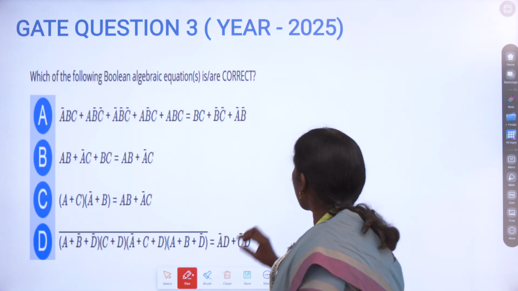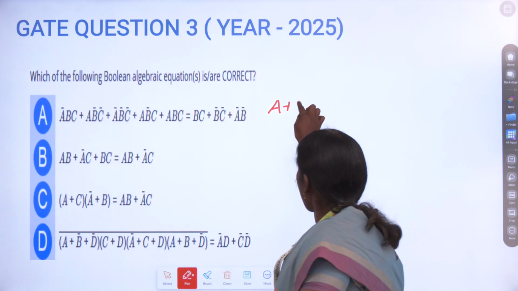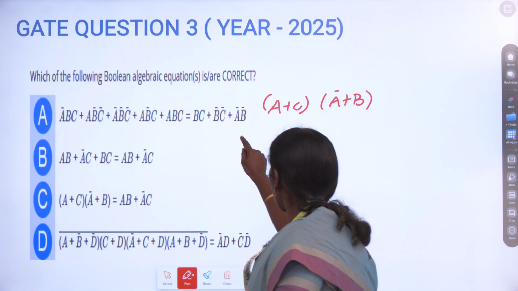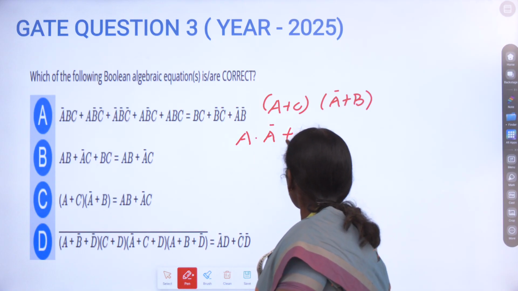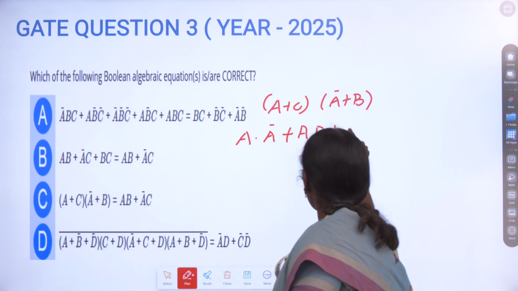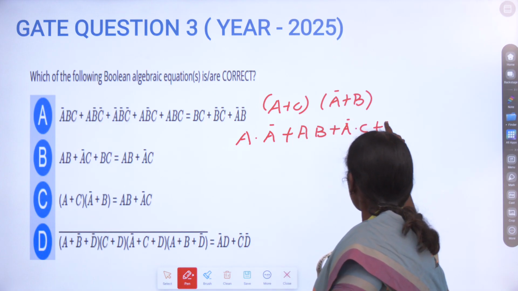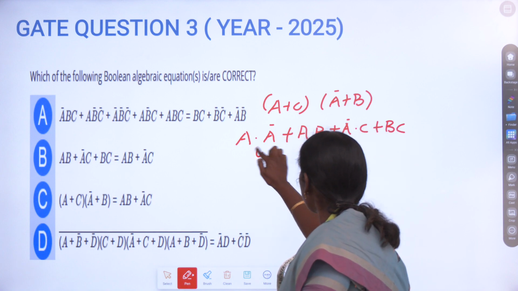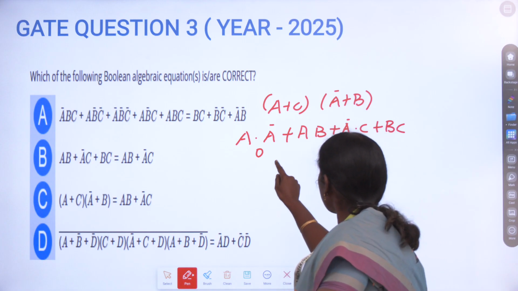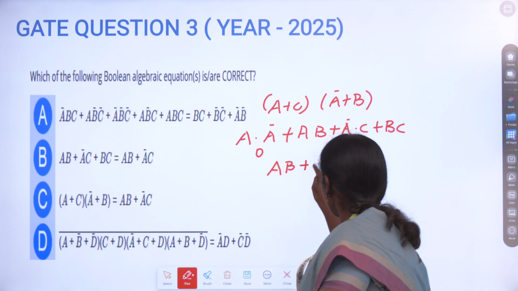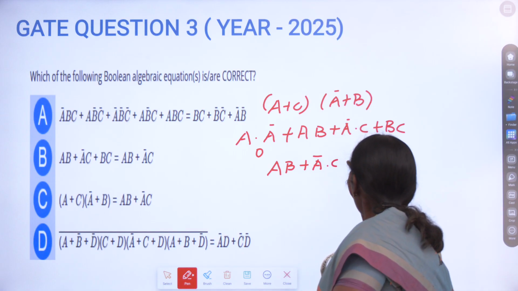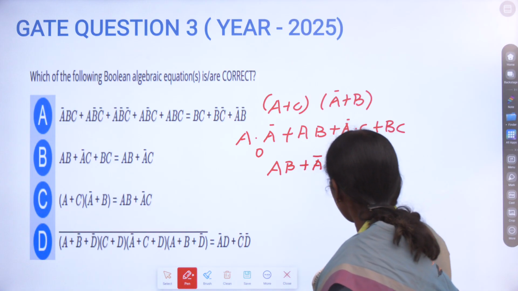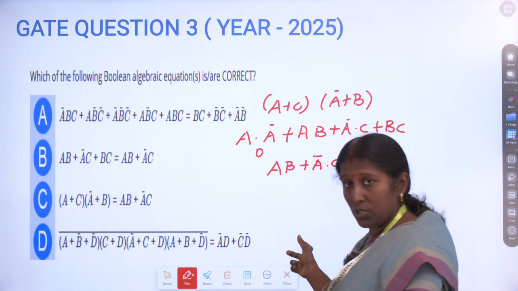Let us go with the third option. First we have to expand (A plus C) into (A dash plus B). Let me expand this equation: A dot A dash plus AB plus A dash C plus BC. We know from the law that A dot A dash is equal to 0. So let me make this 0. And the remaining terms are AB plus A dash C plus BC. Let me check this with the consensus theorem. Already I told what the consensus theorem is.